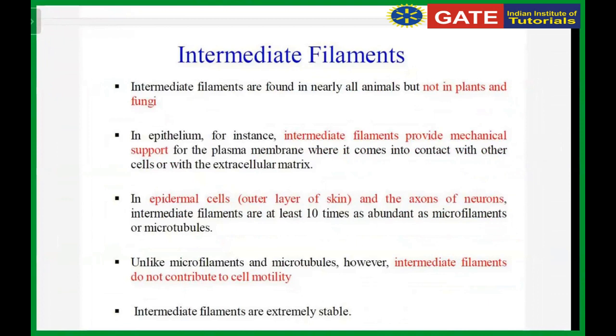The intermediate filaments are completely stable, right? They are rigid in nature. The intermediate filaments are stronger than the other proteins. These are present in all animals, but not in plants and fungi. You should remember this, it is a very important point. Intermediate filaments are found in all animals, but not in plants and fungi. Got it?